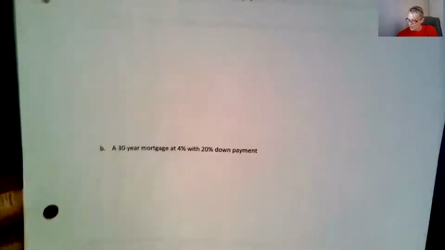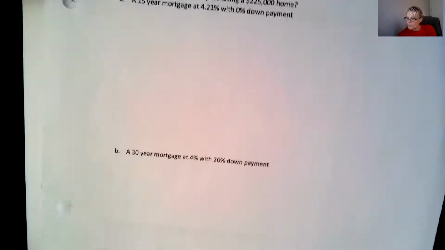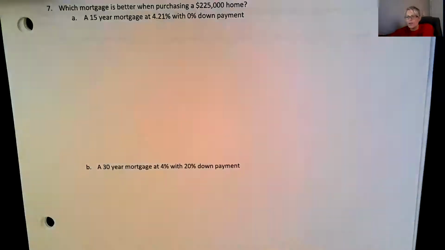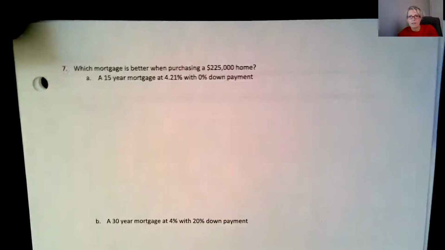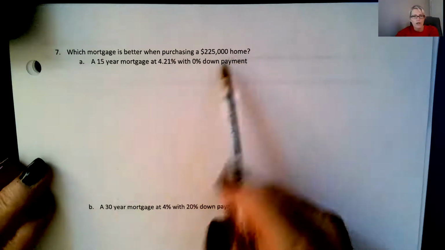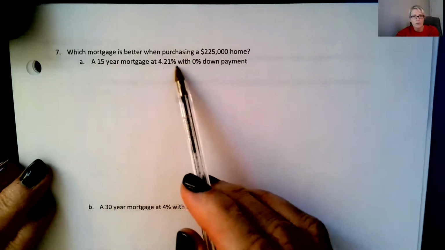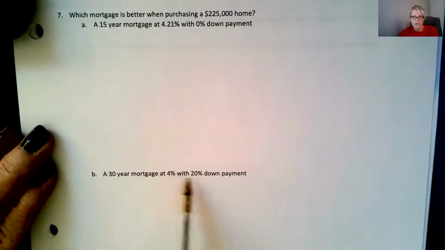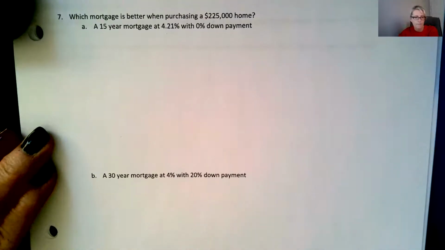Okay. So there's just one problem left in this review. And then I think there's an extra problem that I would like to do in the part B. So let's look at number 7 here. It says, which mortgage is better when purchasing a $225,000 home? A 15-year mortgage at 4.21% with 0% down, or a 30-year mortgage at 4% with 20% down?